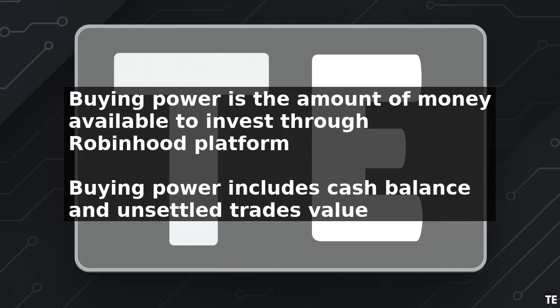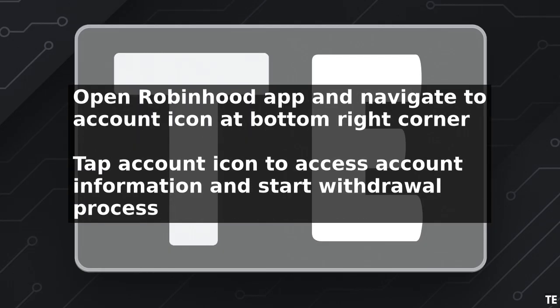To start the withdrawal process, open the Robinhood app and navigate to the account icon, which is usually located at the bottom right corner of the screen. Tap on this icon to access your account information. Next, select the Transfers option from the account menu. This will take you to a new screen where you can manage your funds. Choose the Transfer to your bank option to initiate the withdrawal process.